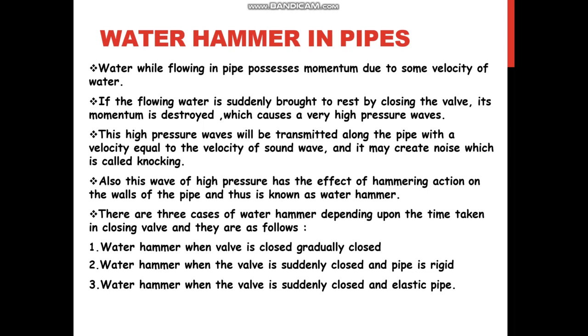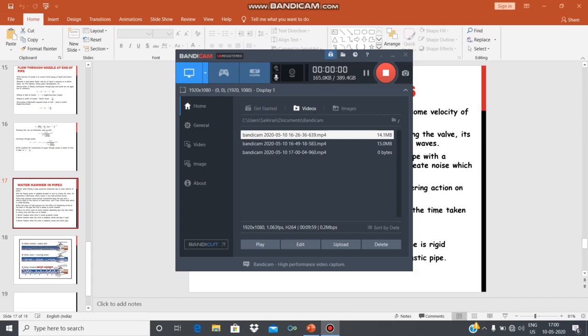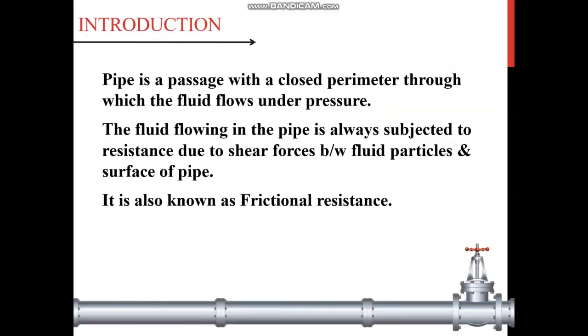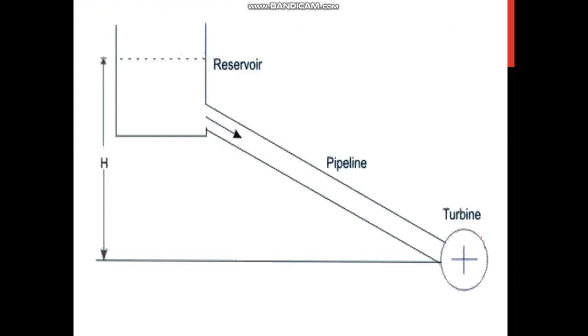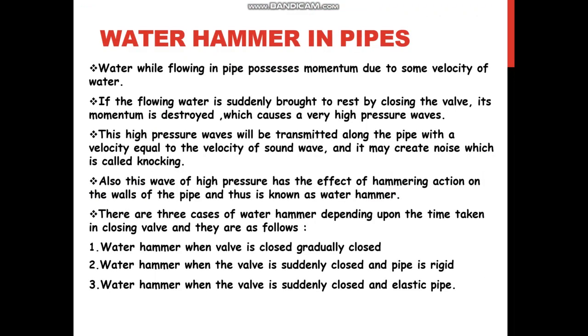There are three different cases of water hammering depending upon the time taken in closing the valve and the type of the pipe also. The first case is water hammer when the valve is closed gradually. The second one is water hammer when the valve is closed suddenly and the pipe is rigid. The third case is water hammer when the valve is closed suddenly but the pipe is elastic.